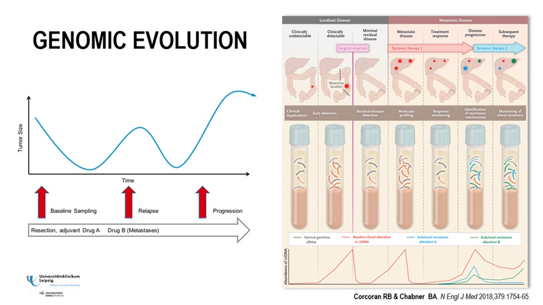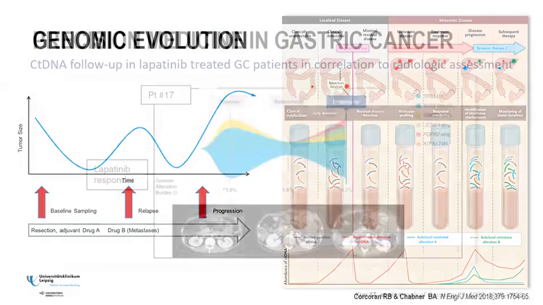This slide illustrates what we probably have to do in the future when we apply precision medicine to patients with gastric cancer. Relying on the baseline sampling alone will probably not be enough. We need to reassess the tumor upon relapse and even more upon progression to targeted treatment. Probably the analysis of cell-free DNA will enable us to get more information about the genomic evolution of the tumor.